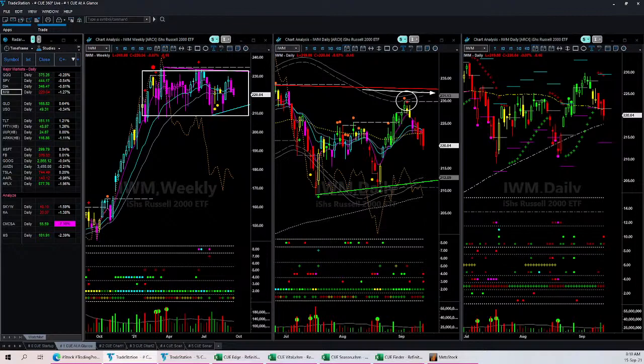I didn't short it at that time. I took a DIA short, and later on I took a QQQ short also. I didn't take any short in IWM. It is now in the middle of the sideways range. That's a no trading area.